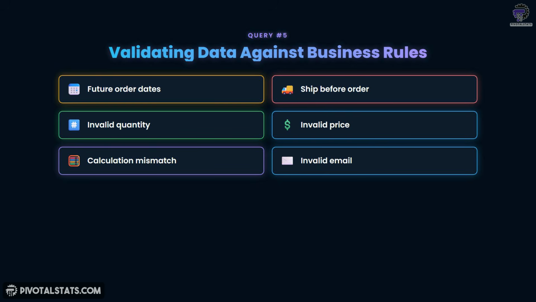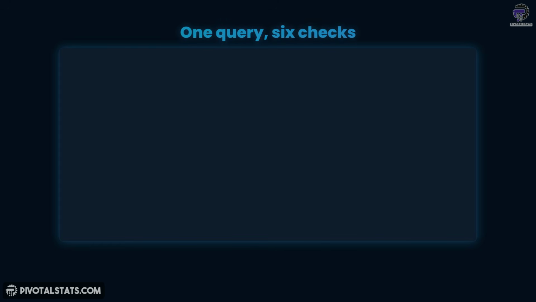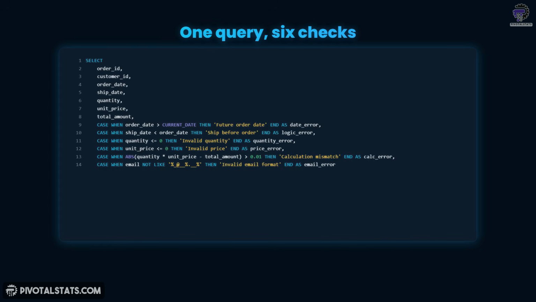You can extend this to any business rule that matters in your domain. For a healthcare dataset, it might be ages over 120 or negative test results. For logistics, it might be weights that exceed vehicle capacity. For finance, it might be debits and credits that don't balance. Let's walk through the query.